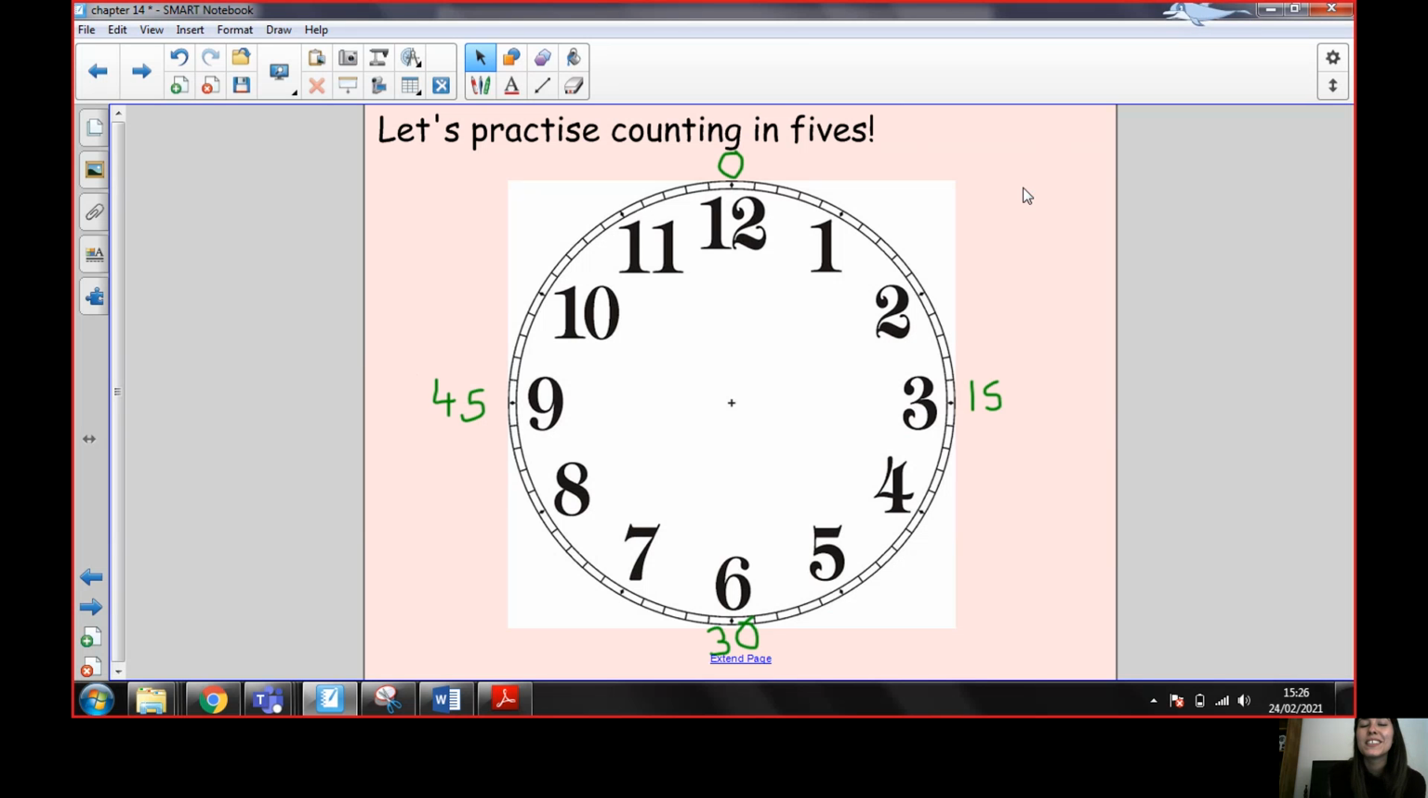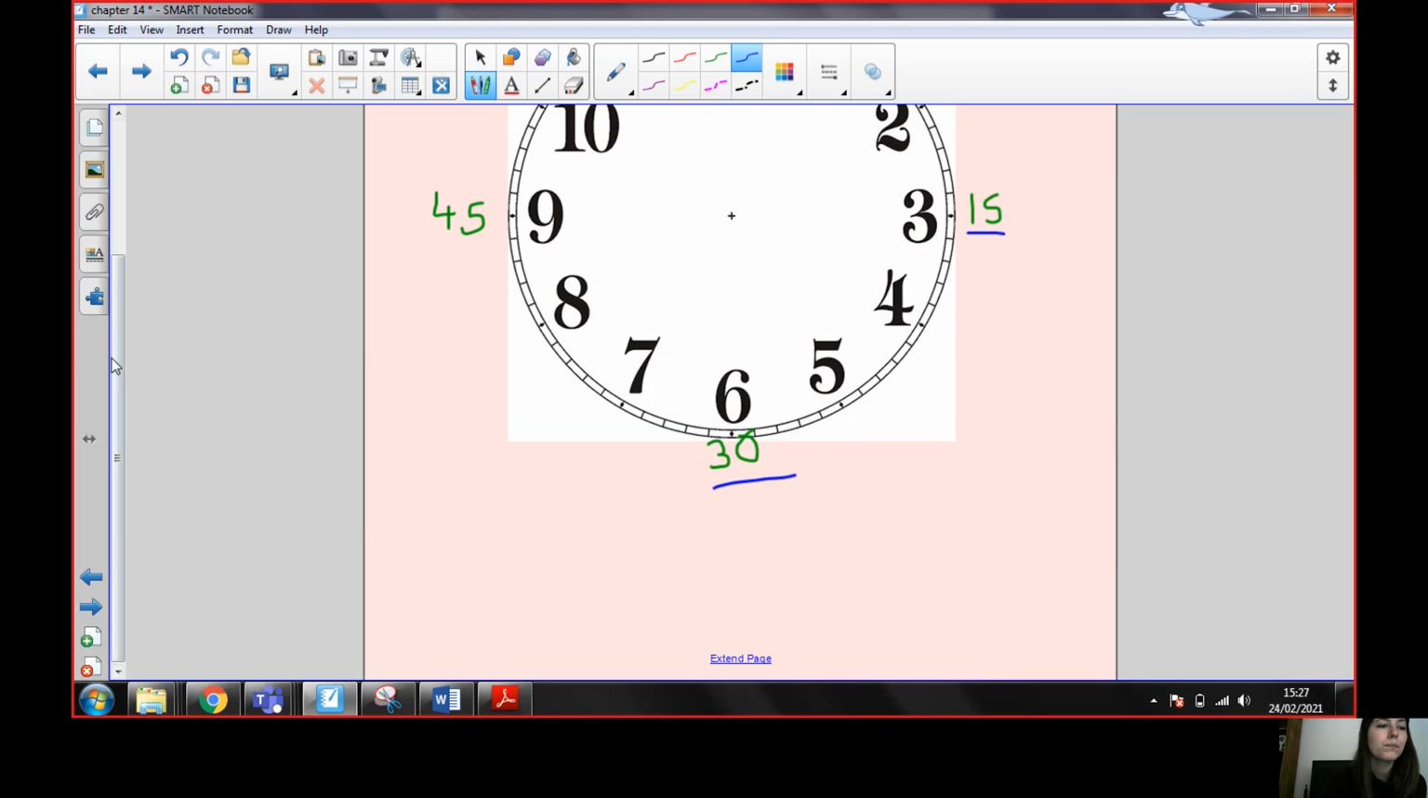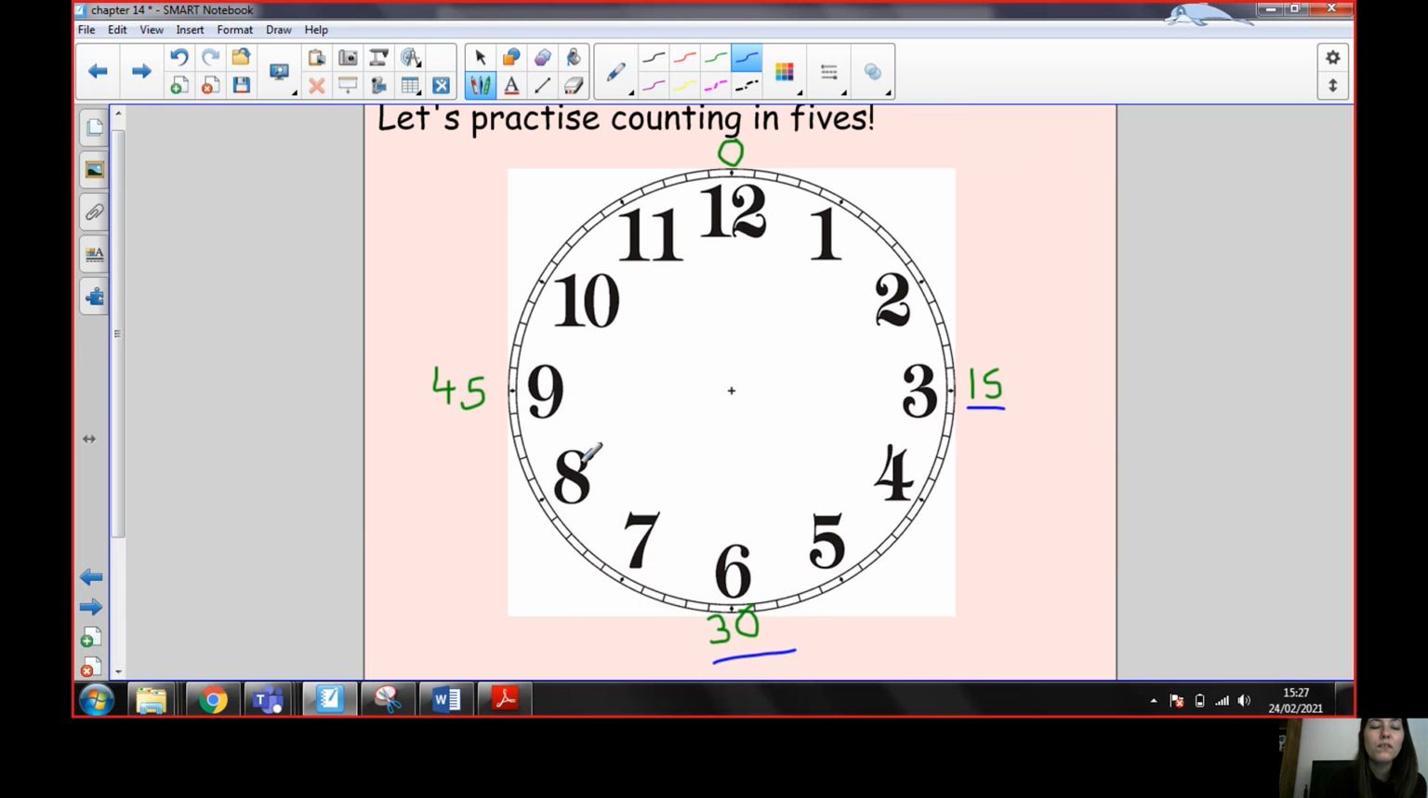Now, some of you might have noticed another clue when I set that challenge, because at the top of the screen I have written, let's practice counting in 5s. Now, let's just do that around the clock and see what happens as we make our way around. Let's start at the 12 as 0. 5, 10, 15, 20, 25, 30, 35, 40, 45, 50, 55.